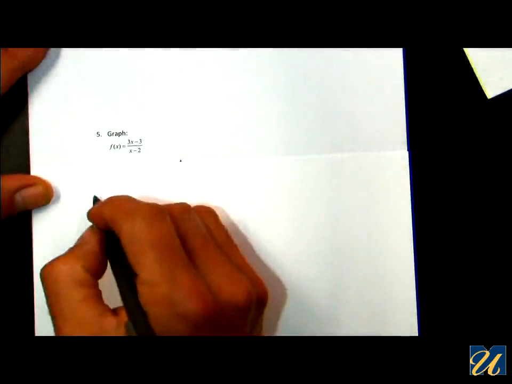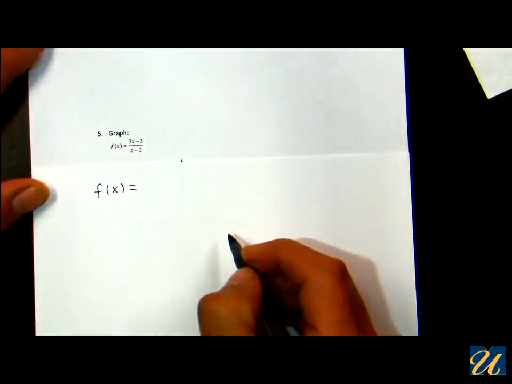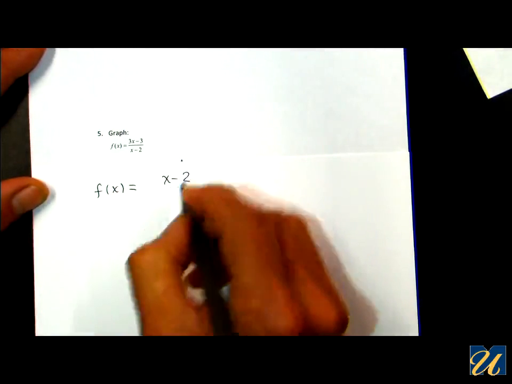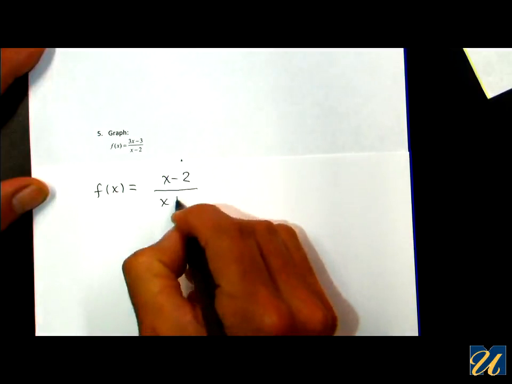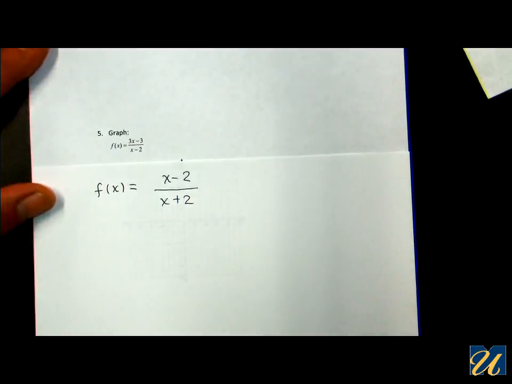Problem 5. Graph the rational function. Okay, this one was done in the PowerPoint slide, so let's do a variation of number 5 here. Let's take the function to be x minus 2 divided by x plus 2. Okay. So we need to graph the function.